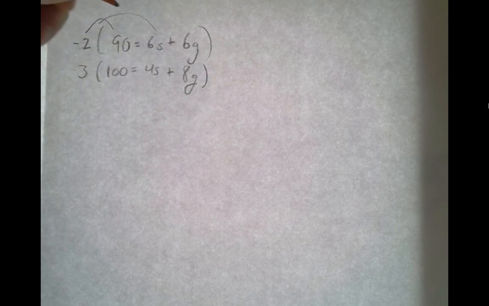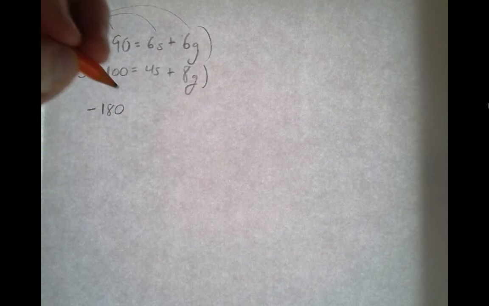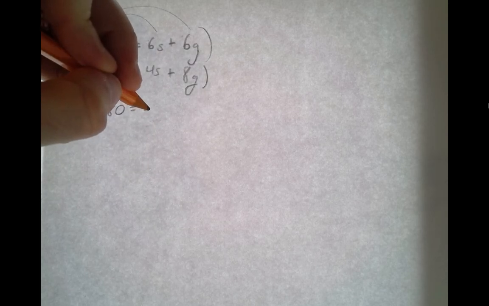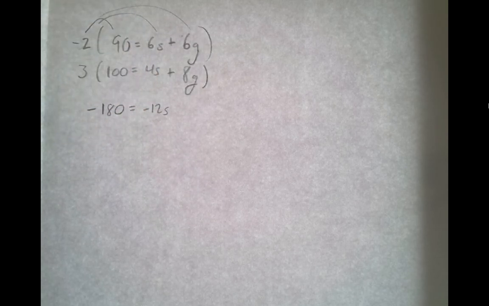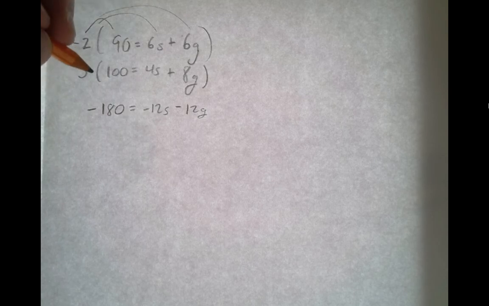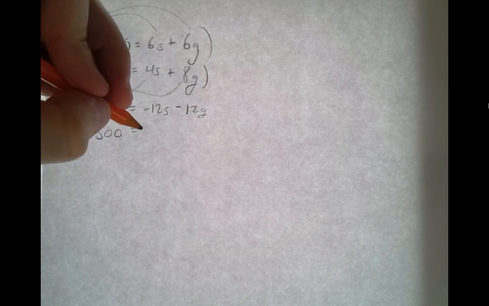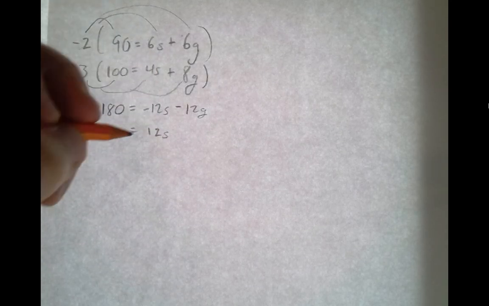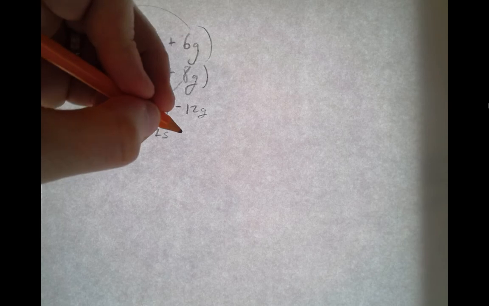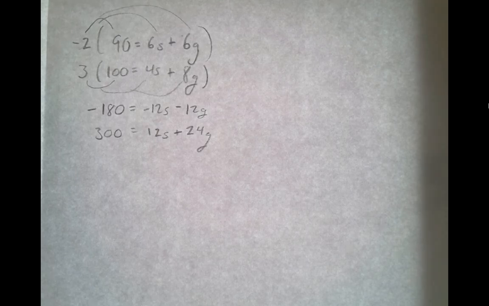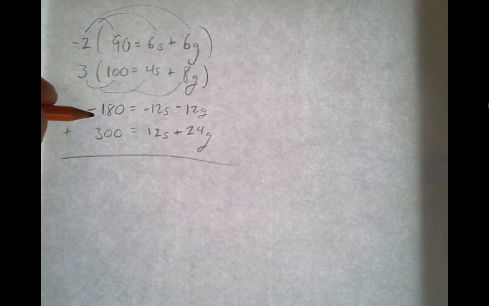All right, let's get to it. Negative 2 times 90 is going to be negative 180. The negative 2 times 6s is going to get me negative 12s. This is why we wanted that. Negative 2 times 6g is going to be negative 12g. And now I'm going to multiply this 3 into everybody. 3 times 100 is going to be 300. 3 times 4s is going to be positive 12s by design, right? So these are going to be ready to cancel out now. And 3 times 8g is going to be plus 24g.